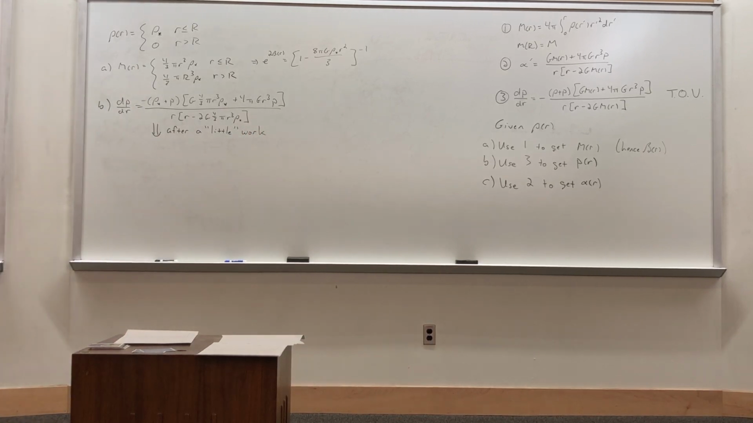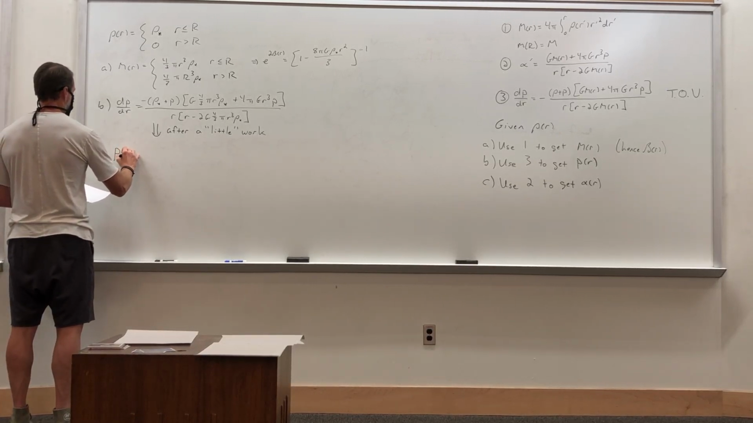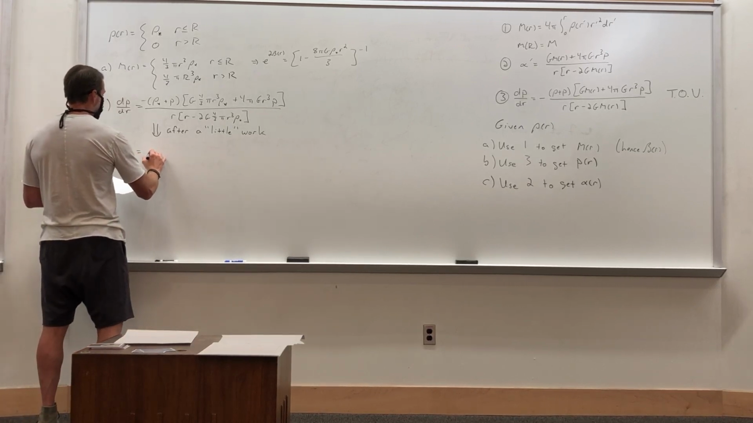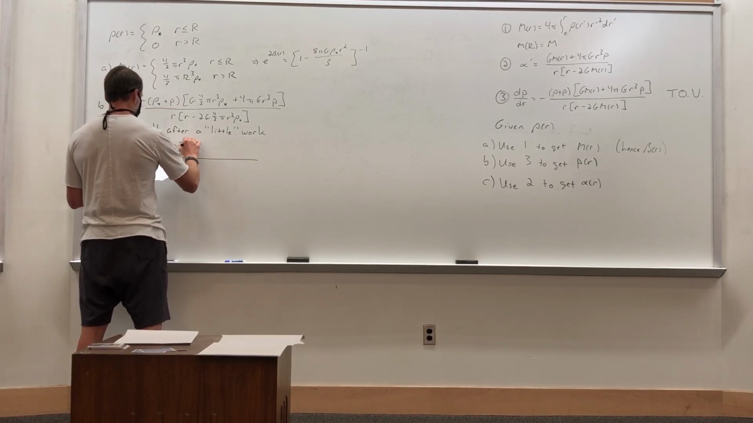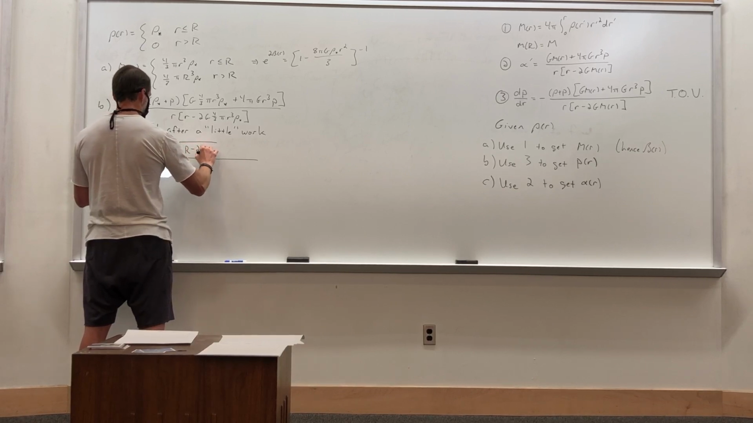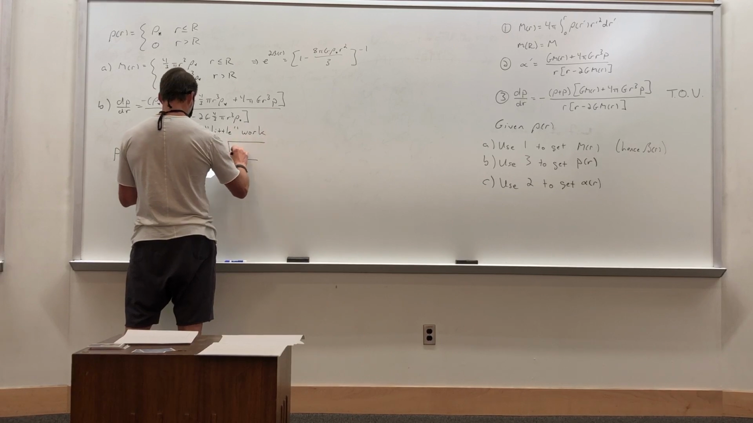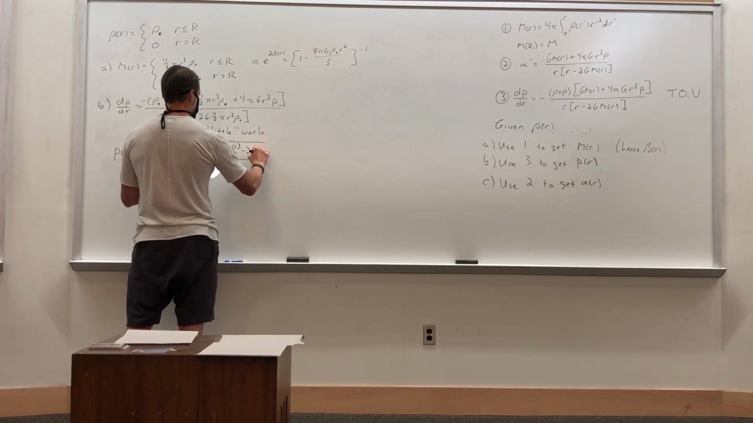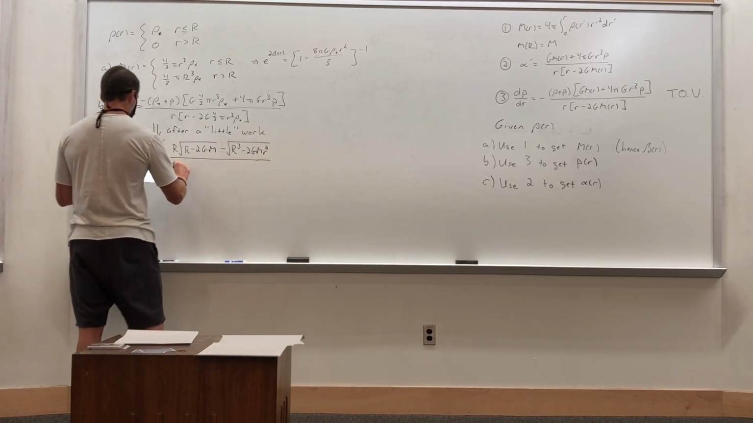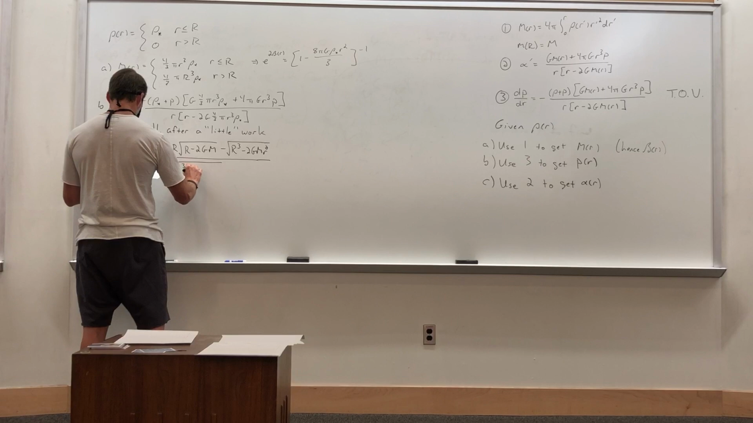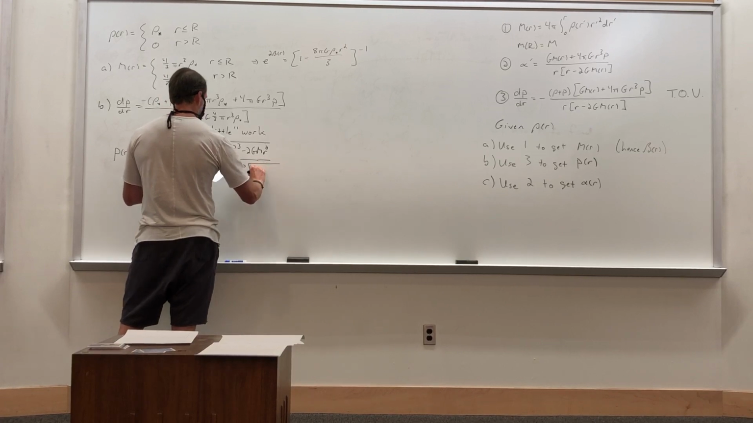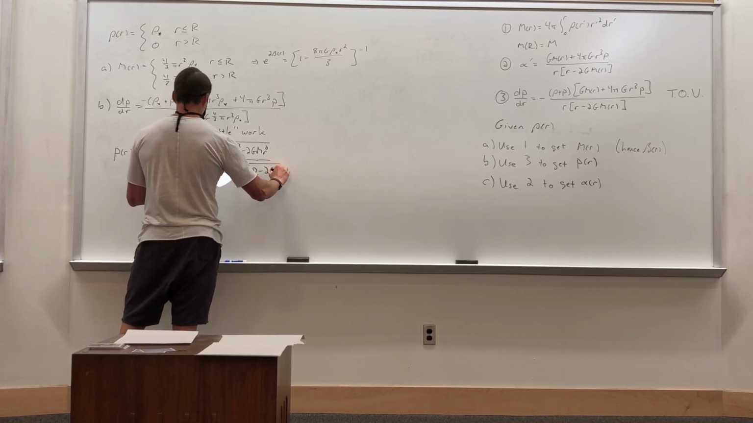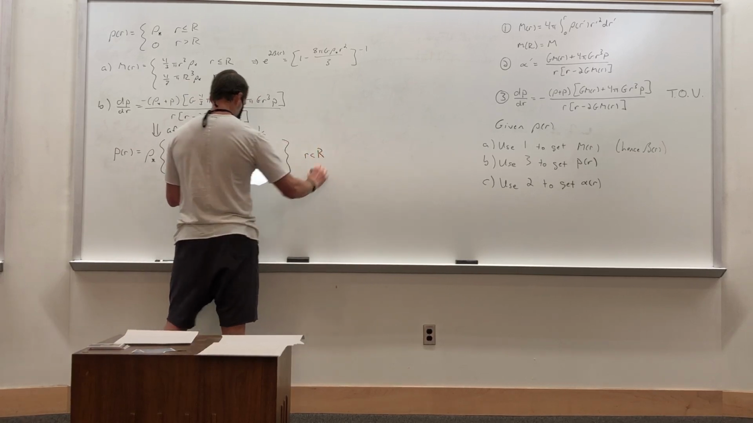We can massage this. I will not do it for you on the board. We can massage this and solve it for P of R. And it turns out that this is rho star times the quantity R square root R minus 2gm minus the square root of R cubed minus 2gm R squared over the square root of R cubed minus 2gm R squared minus 3R times R minus 2gm. Okay?